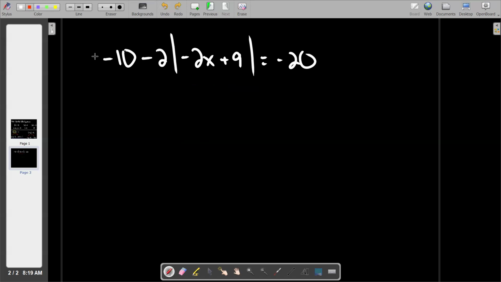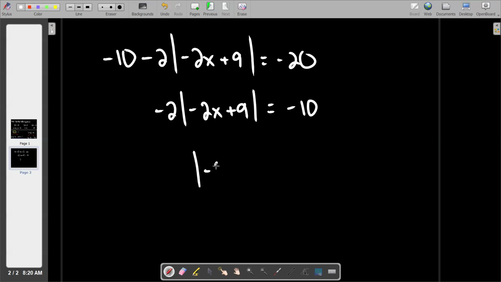And if you do that, you're left with the negative 2. He's still attached, waiting for us to break him off. And then on the right-hand side, what's negative 20 plus 10? Negative 10. Nice. And now we divide by negative 2. Like you go break in the order of operations. Like you know how to solve equations. If you divide both sides by negative 2, you get the absolute value of blah, blah, blah equals 5.